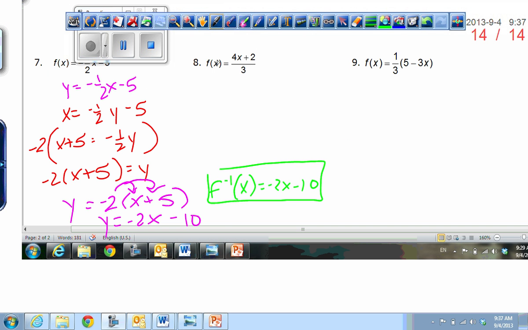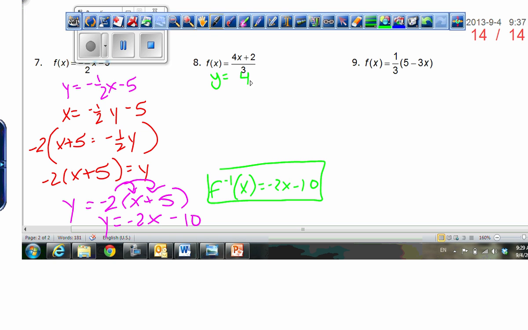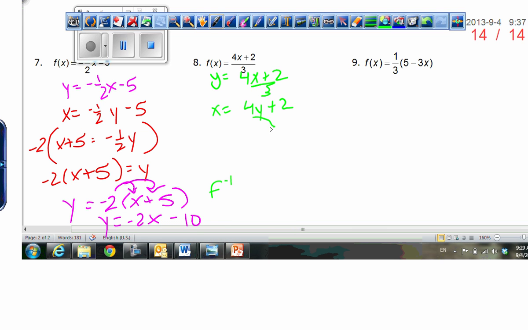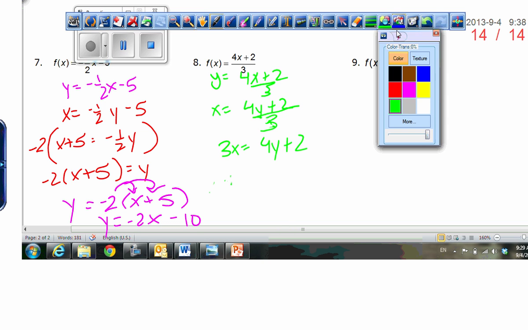All right, number 8, first thing, so I get y equals 4x plus 2 over 3. Hopefully we got that part. Next step, switch x and y, so I get x equals 4y plus 2 over 3. It's kind of a mess. Some of y'all did it. I'll multiply by 3, so I get 3x equals 4y plus 2.